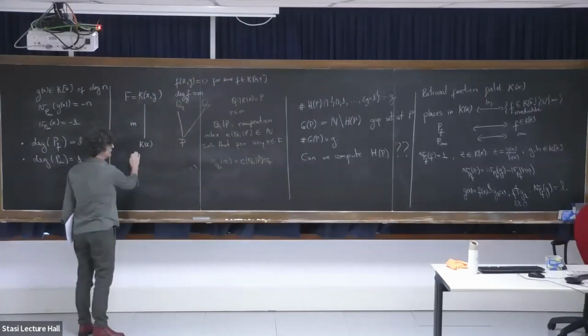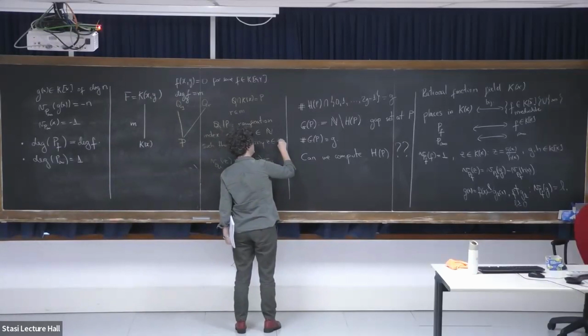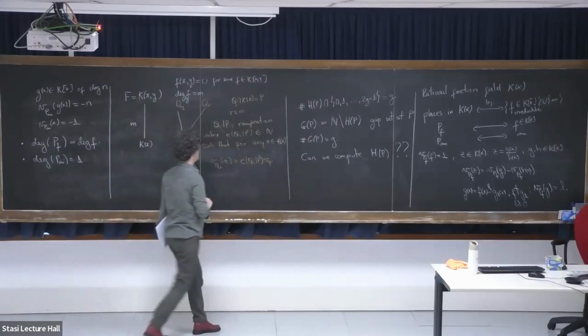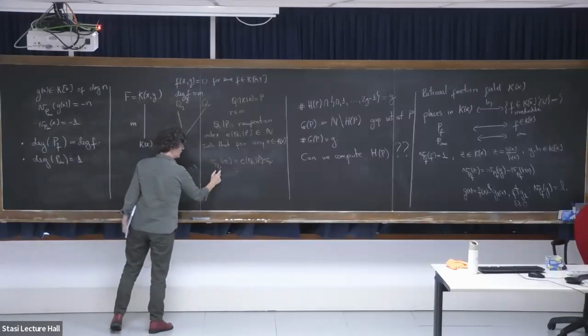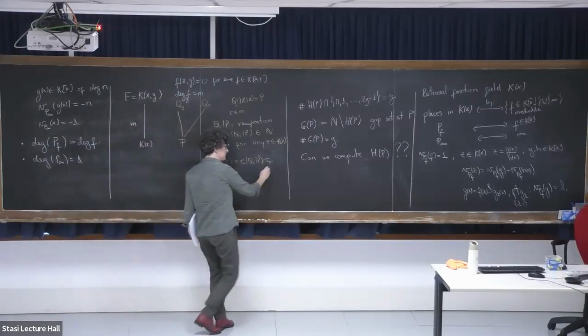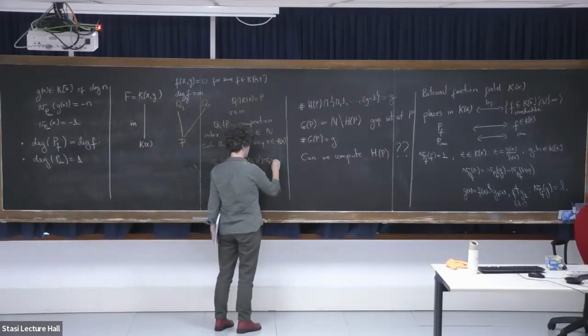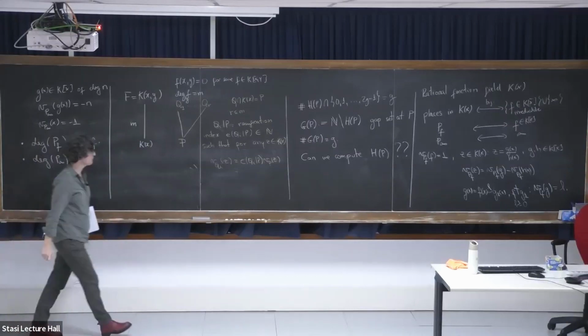So I need to take the function down here, actually. Sorry. If I take any function here, and I want to compute the valuation of this function up here, this is given by this equality. So this is the ramification index.